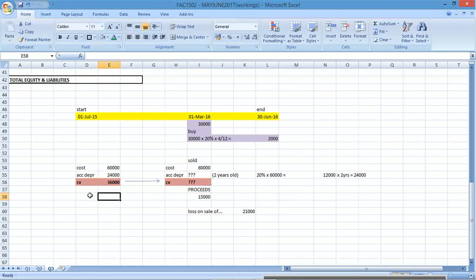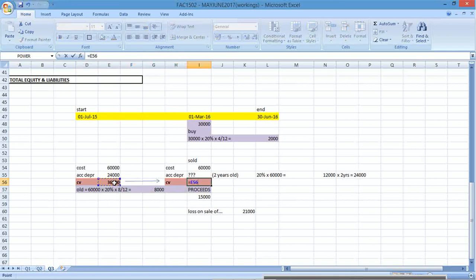Right, did I use this old asset for part of the year? Yes, I did. I used that asset for old equals it's the cost, so 60,000 times 20% times July to March is how many months? July, August, September, October, November, December, January, February. 8 months. 8 over 12. Okay, 60,000 times 0.2 times 8 over 12 gives us 8,000. So 8,000 is what we actually need to add here.